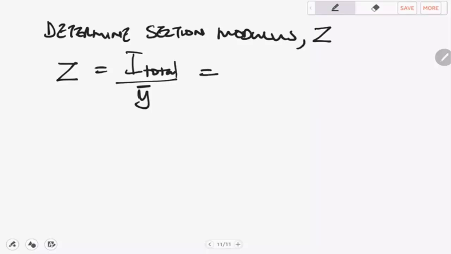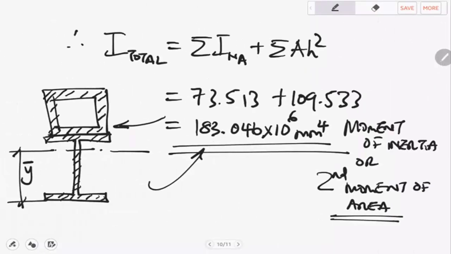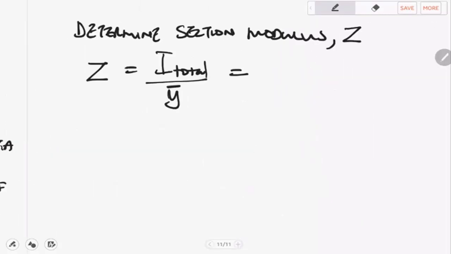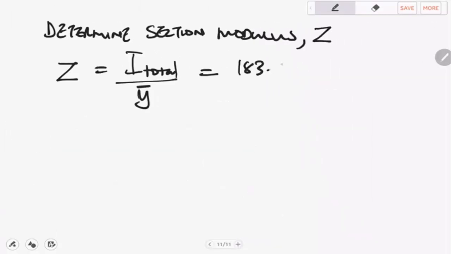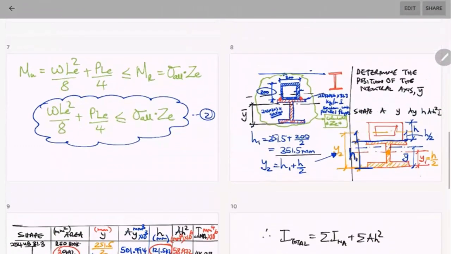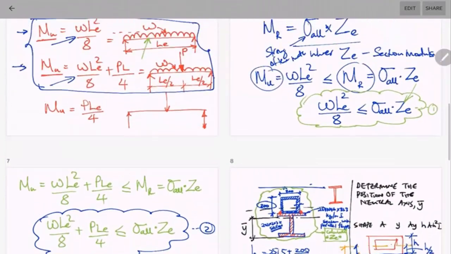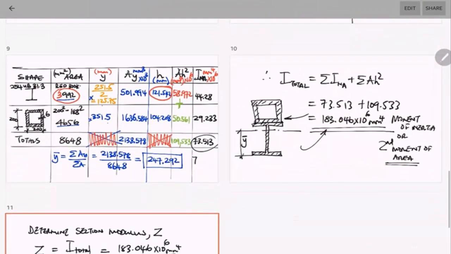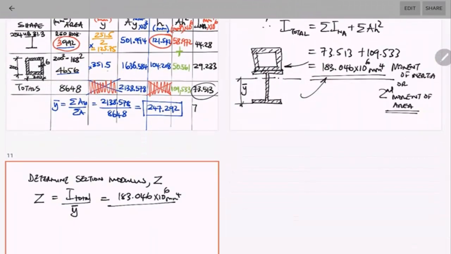So this will be equal to the second moment of area, which is 183.046 times 10 to the power 6, right? Millimeters to the power 4 divided by Y bar. What did we get as our value of Y bar? We got this value as 247.292.